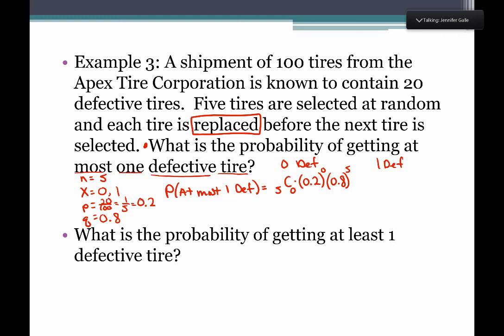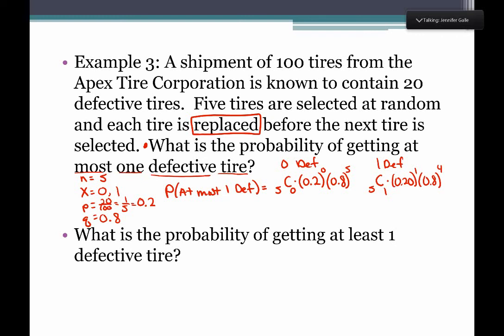Then we have 1 defective. There's 5 tires, we're going to choose one of them. 20% chance we're defective, we want one of those. 80% chance we're not defective, we need 4 of those. I still need the same total number of trials no matter what. 0 defective and 1 defective. What are we going to do with those 2 situations? Add them together.